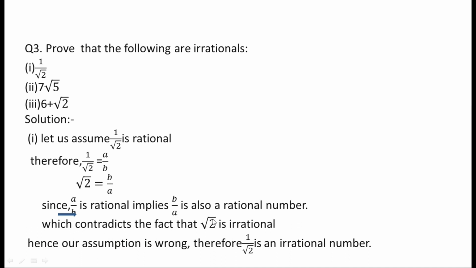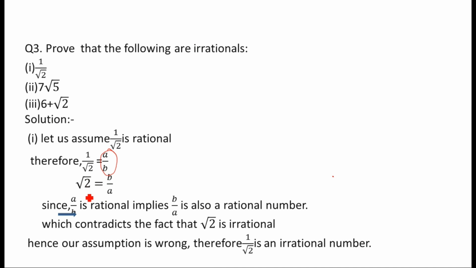Question number 3. Prove that the following are irrationals. 1 by root 2. In order to prove 1 by root 2 is an irrational number, let us take 1 by root 2 as a rational number. If it is a rational number, then 1 by root 2 must be equals to a by b, which is a rational number, for some integers a and b.